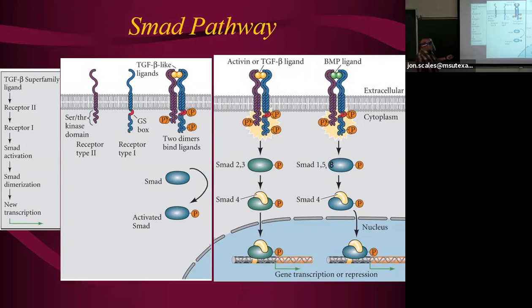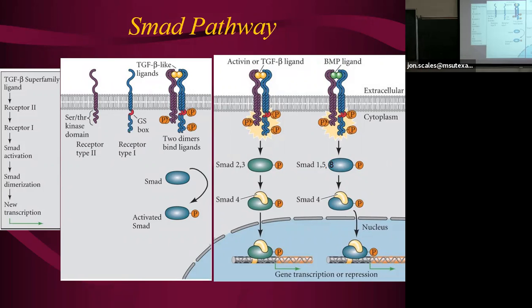So the TGF-beta subfamily activates SMADs 2 and 3, and the BMP subfamily does 1, 5, or 8. Okay, not 2 and 3, 2 or 3, not 1 and 5 and 8, 1 or 5 or 8. So they're just different members, and this is how you get different effects. They all bind to SMAD4, and they all go to the nucleus.